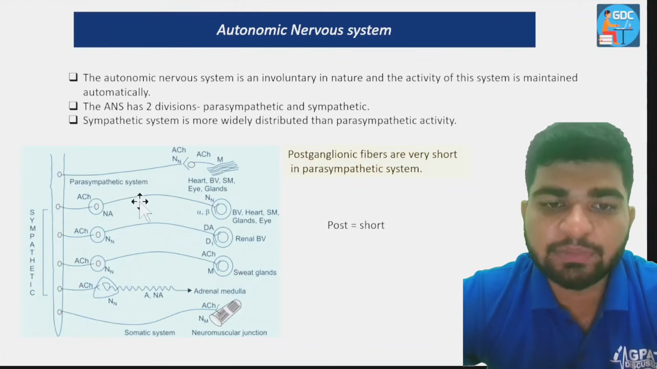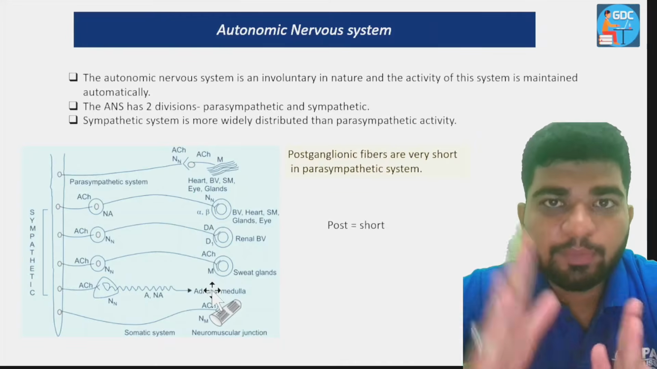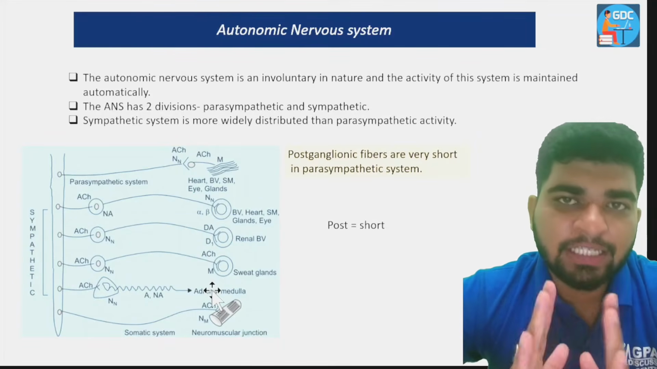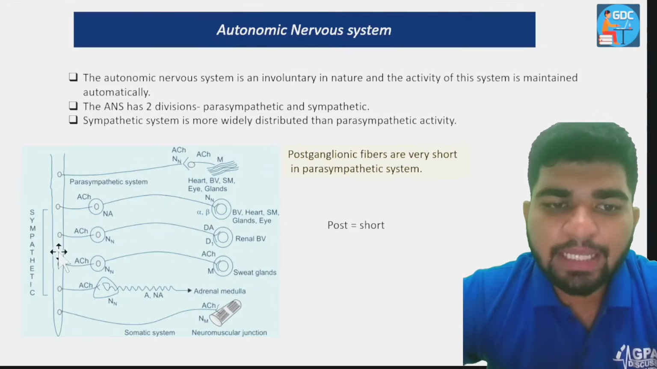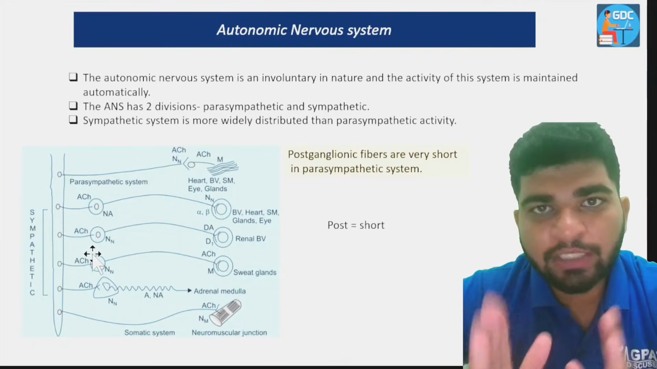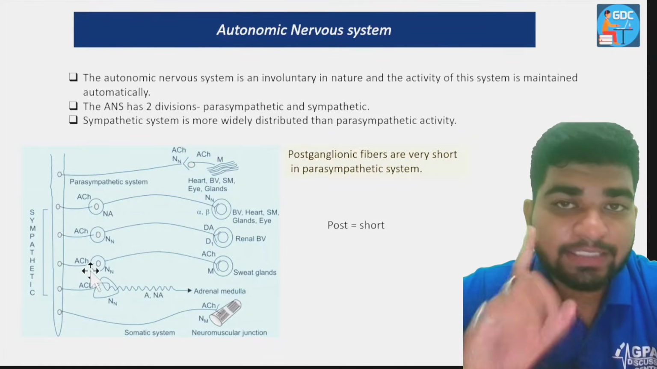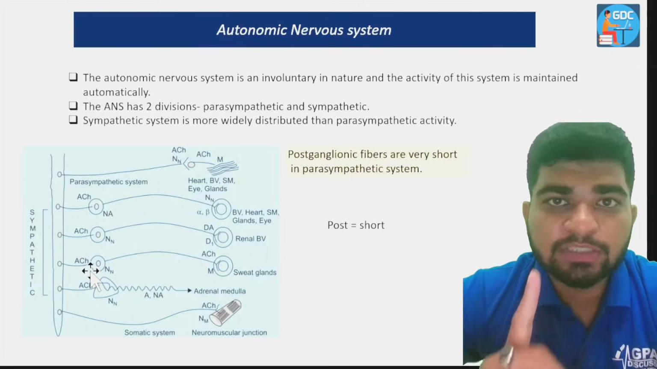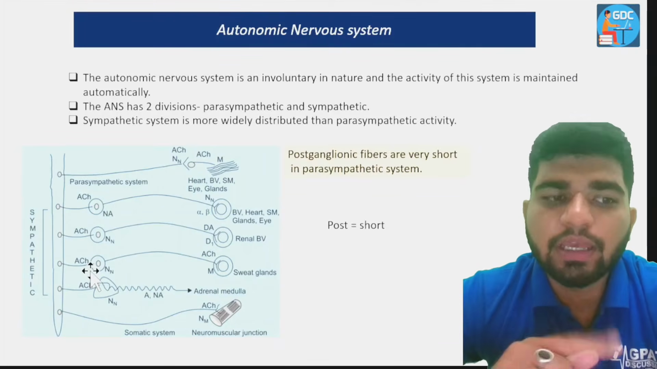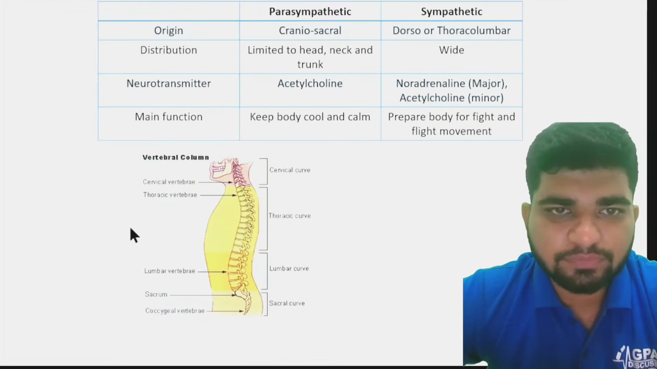In this slide, this division of the autonomic nervous system is very important. You should have learned that in the parasympathetic nervous system, postganglionic fibers are very short. Opposite of that, in the sympathetic nervous system, the preganglionic fibers are very short. Post are short in parasympathetic, pre are short in sympathetic. Acetylcholine is the main neurotransmitter in every condition, whether parasympathetic or sympathetic. Okay, let's move forward now.